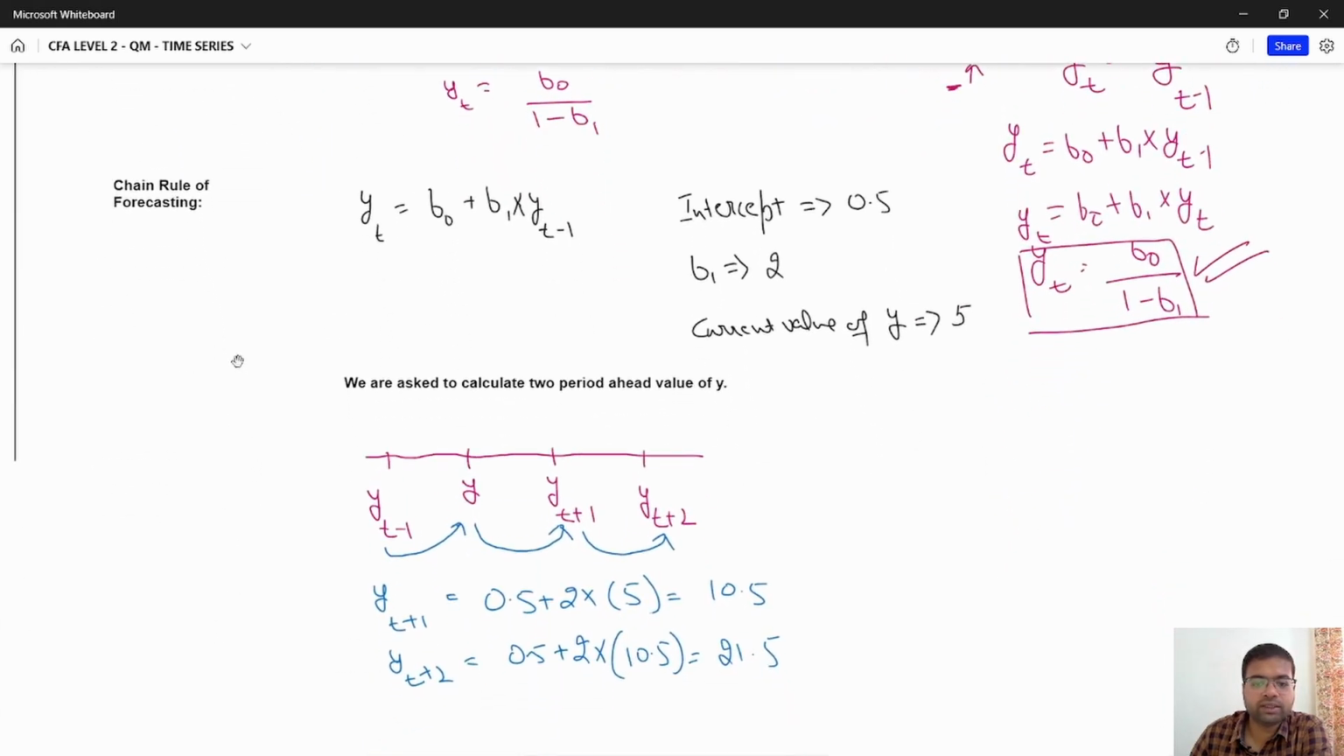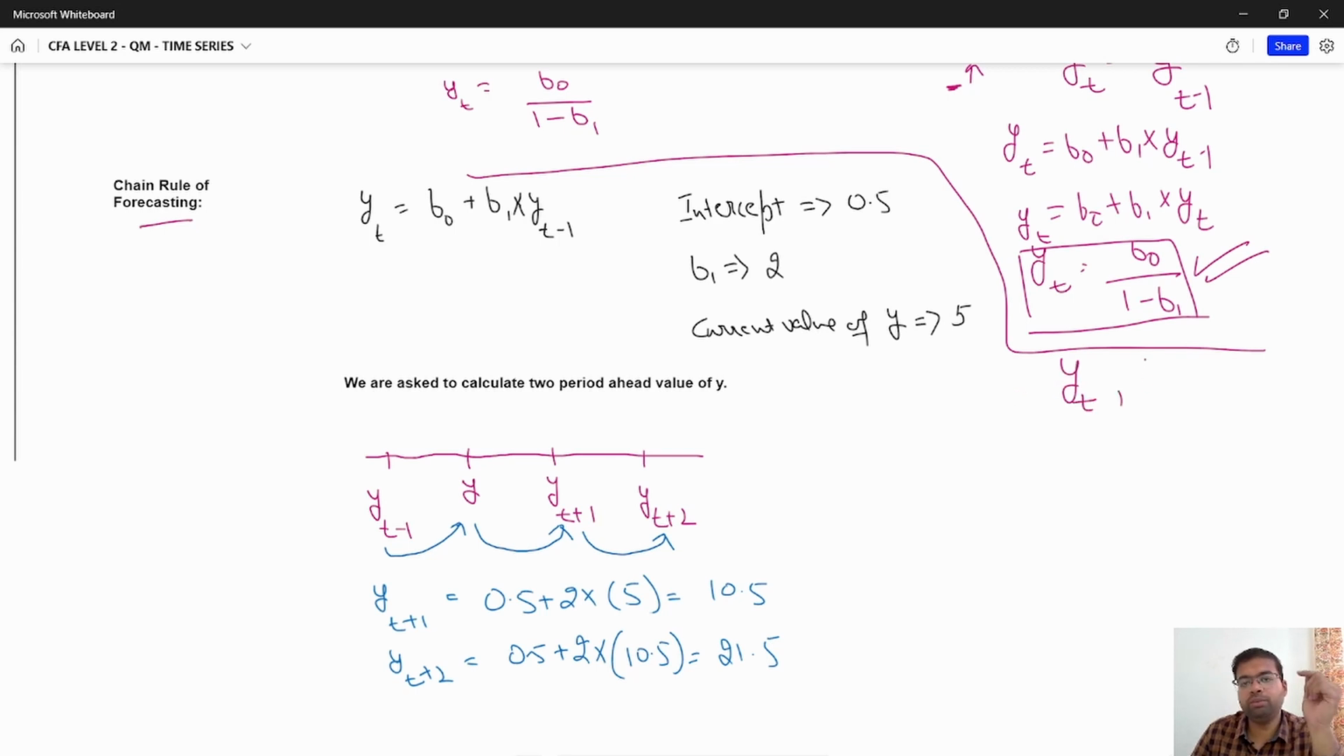Now let's discuss the next concept, the chain rule of forecasting, for AR models. Suppose you are given a particular model and a value of yt. You may be asked to calculate the value at yt plus 1, yt plus 2, yt plus 3, and so on. Basically they will ask you to calculate the value up to t plus 2. So how to do that? Suppose you are given the intercept value, that is b0, the slope coefficient, that is b1, and you are also given the current value of y.